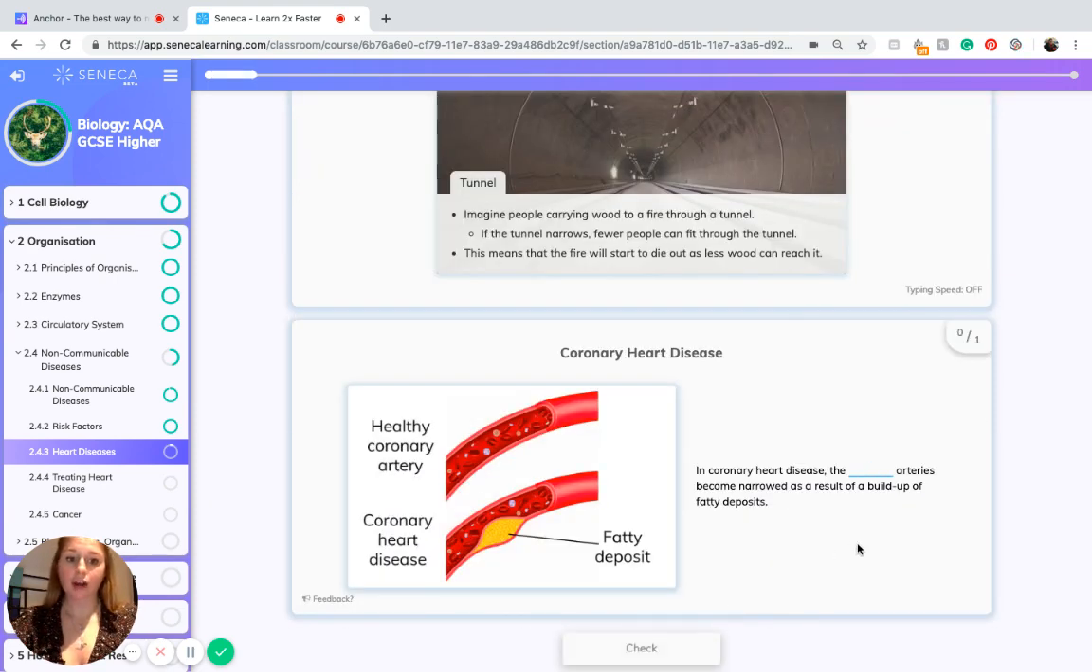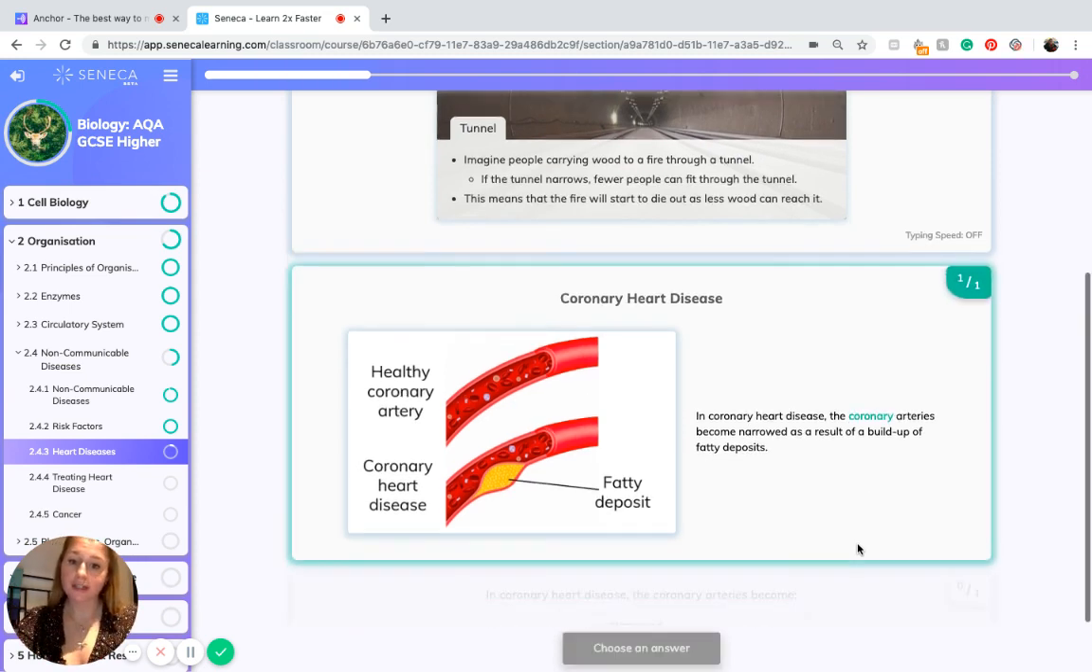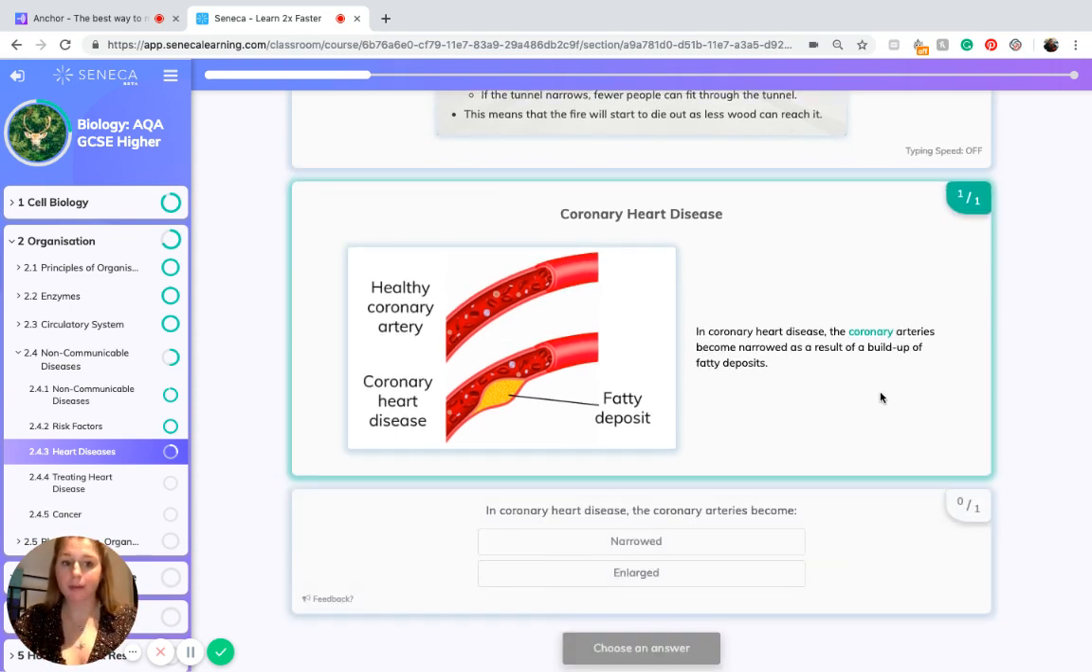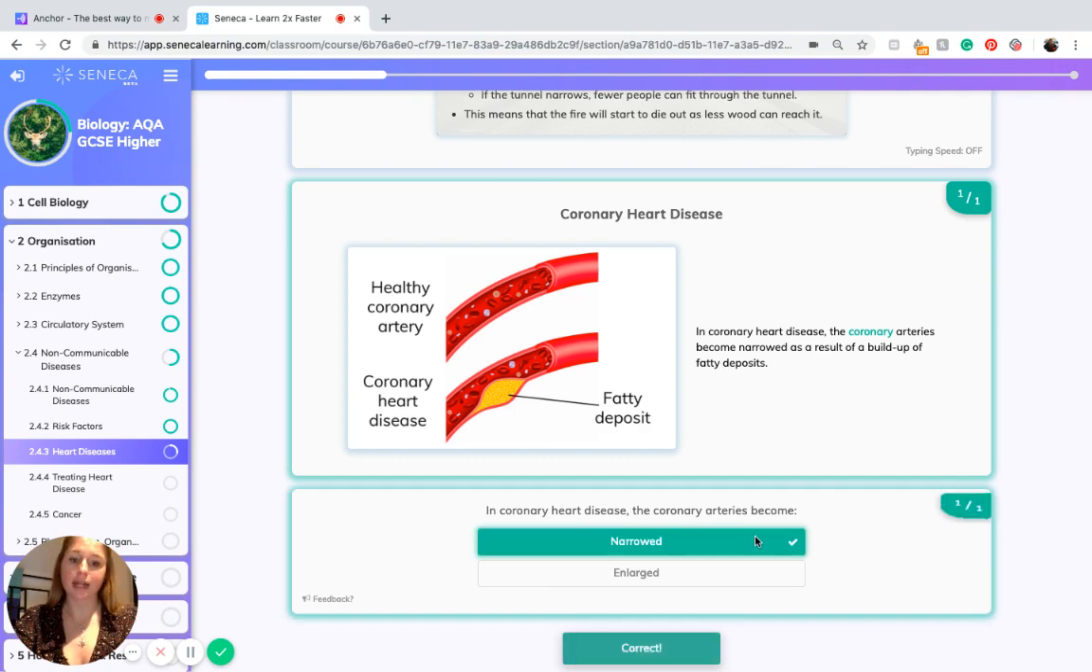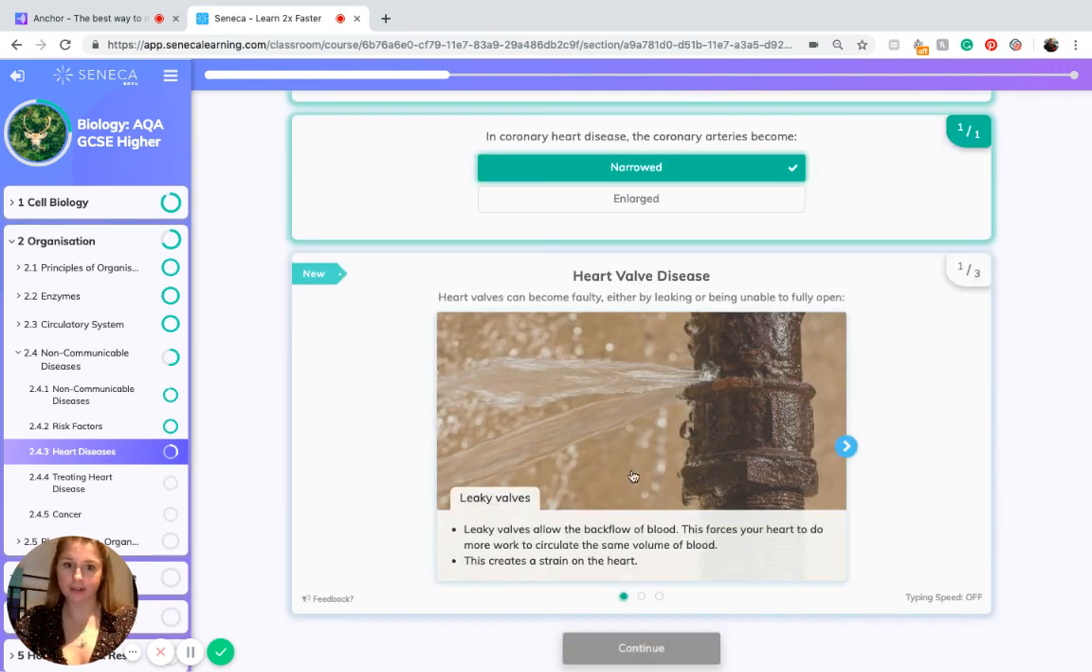So in coronary heart disease, it is the coronary arteries, which are the arteries that supply the heart specifically, which are becoming narrowed as a result of the build-up of fatty deposits. In coronary heart disease, they become narrowed, not enlarged.